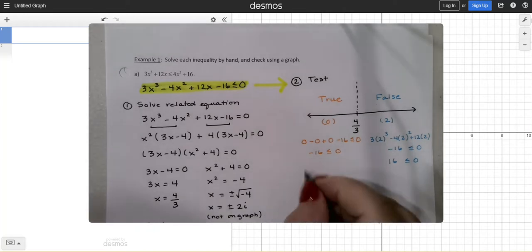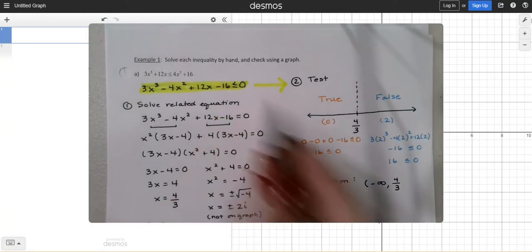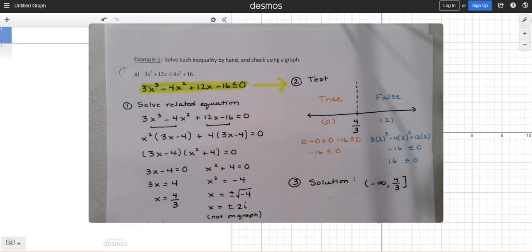And so I'm going to finally write my solution then as just the part that was true, from negative infinity to 4/3, and it was less than or equal to 0, so I can use a bracket on that.